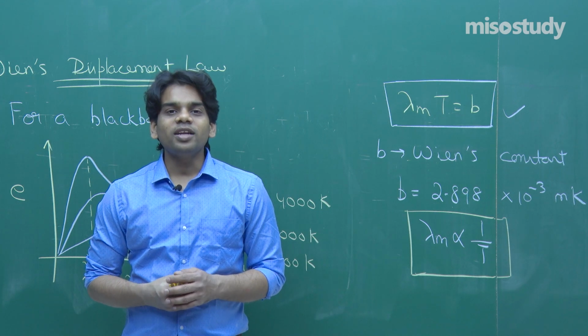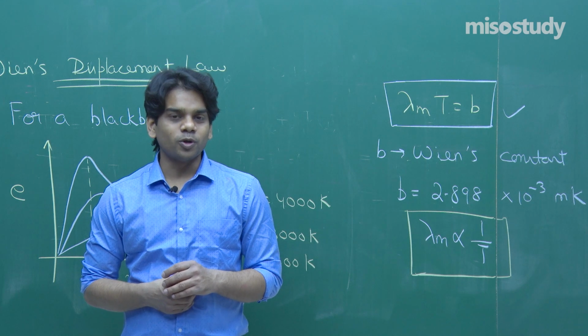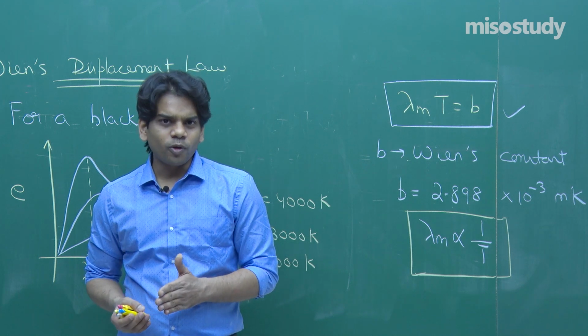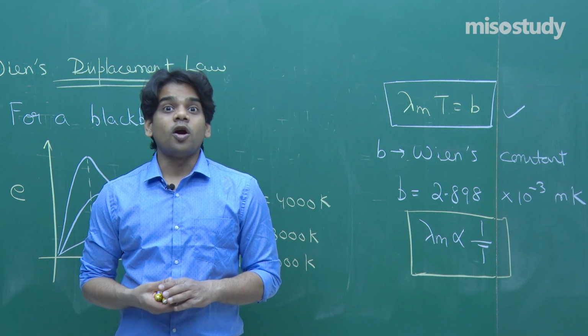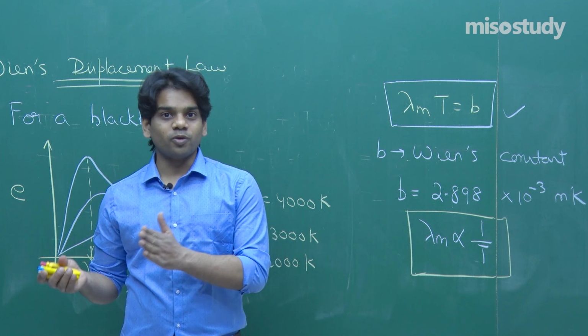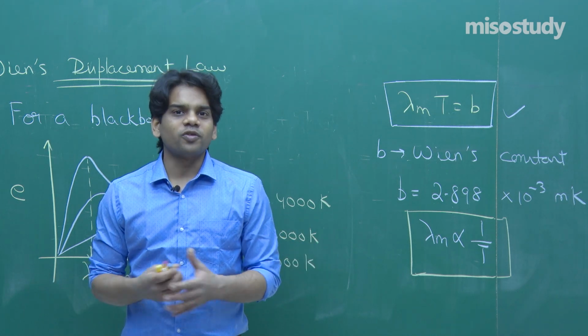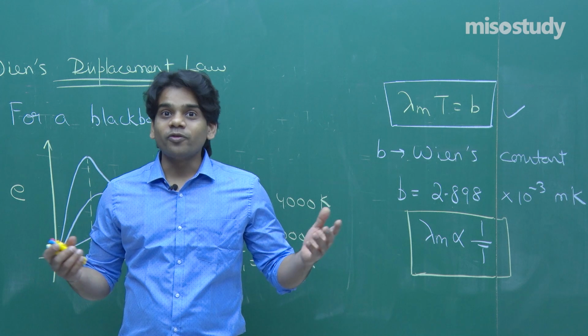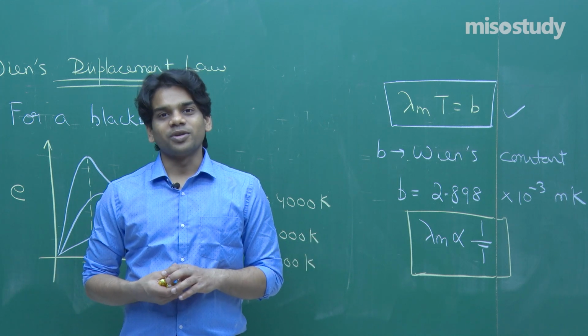Now, after this, we saw the cooling of a body. We saw that cooling of a body was proportional to the fourth power of the temperature of the body minus the fourth power of the temperature of the surrounding. Then we saw Newton's law of cooling. If the difference in temperature of the body and the surrounding is small, we can say that the rate of loss of temperature or the rate of cooling of the body is proportional to the difference in temperature of the body and the surrounding.